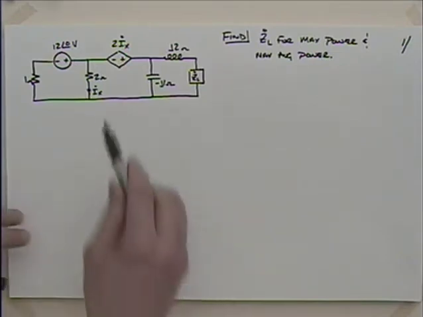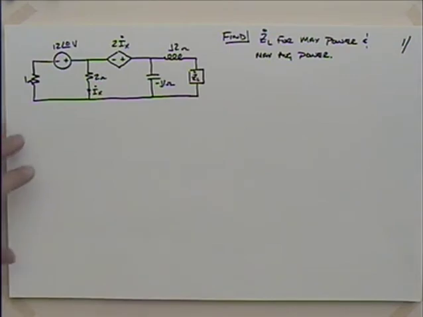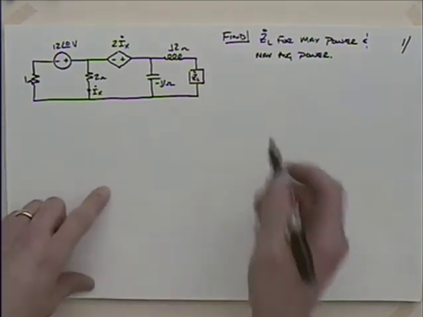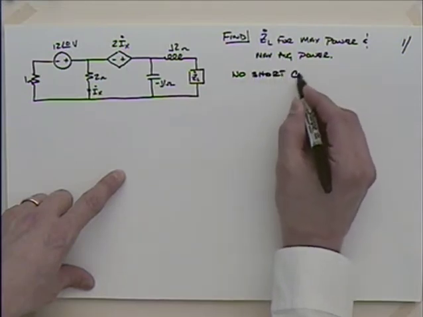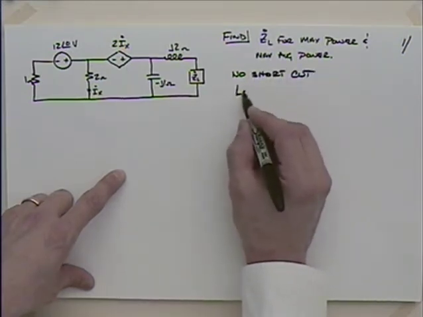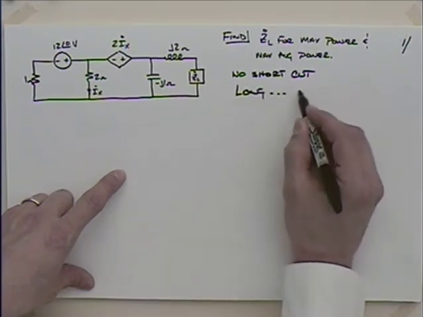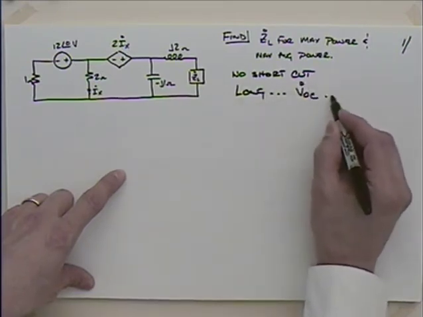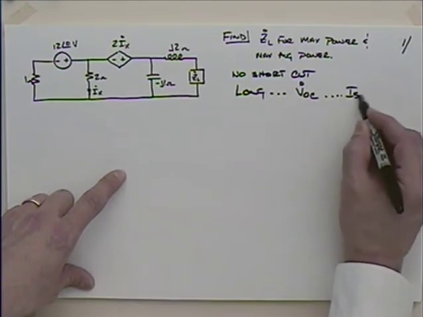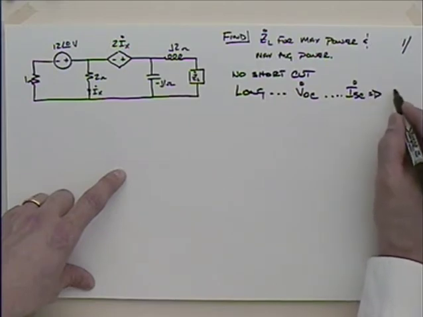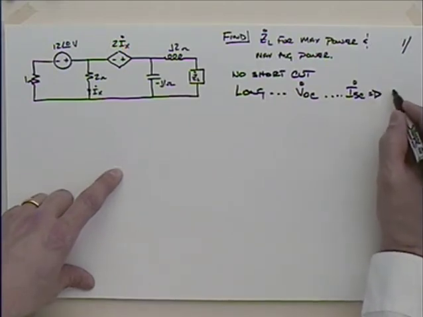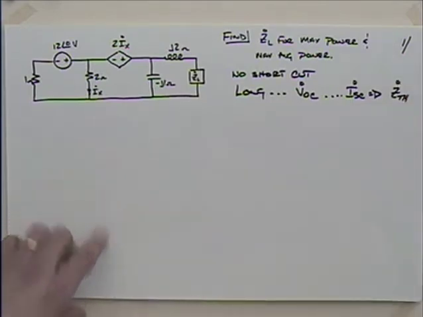Because we have this diamond here, we can't use the shortcut, so we're going to have to use the long method. The long method is, so no shortcut. So we have to do the long method, which means we have to find V open circuit, and then I have to find I short circuit, and then I can find the ratio of those to give me Z Thevenin, right? Okay, so that's going to be our task.